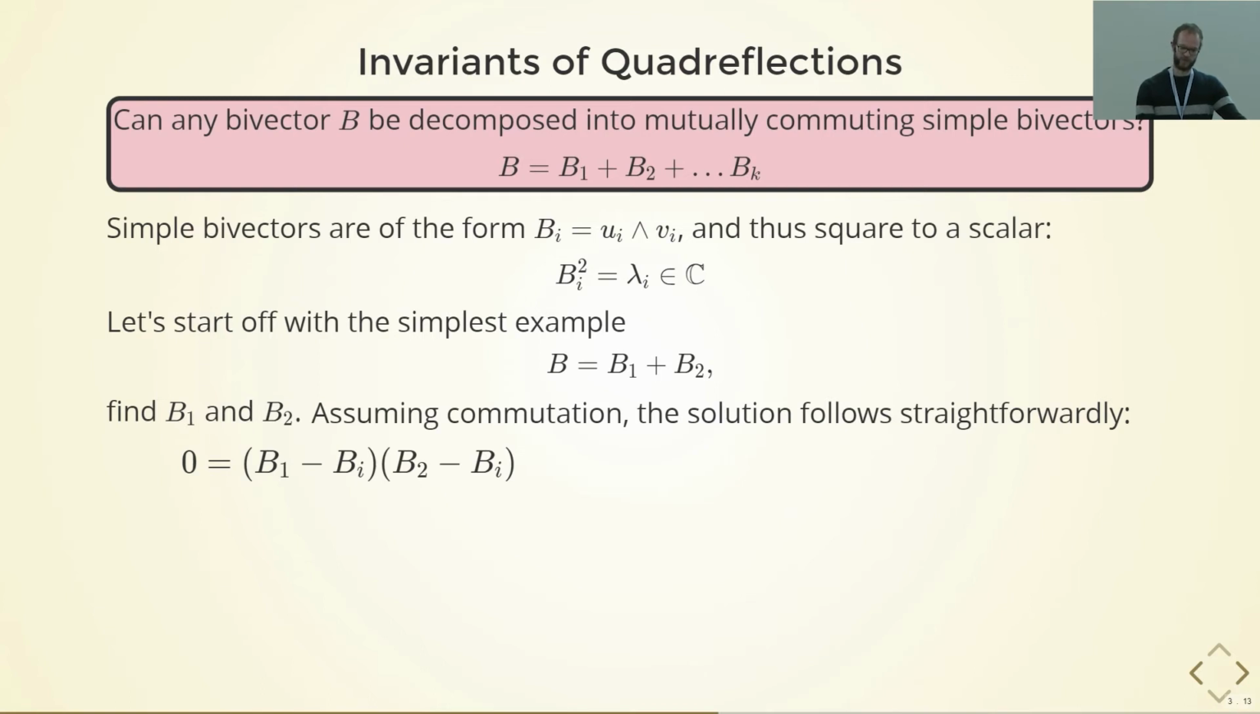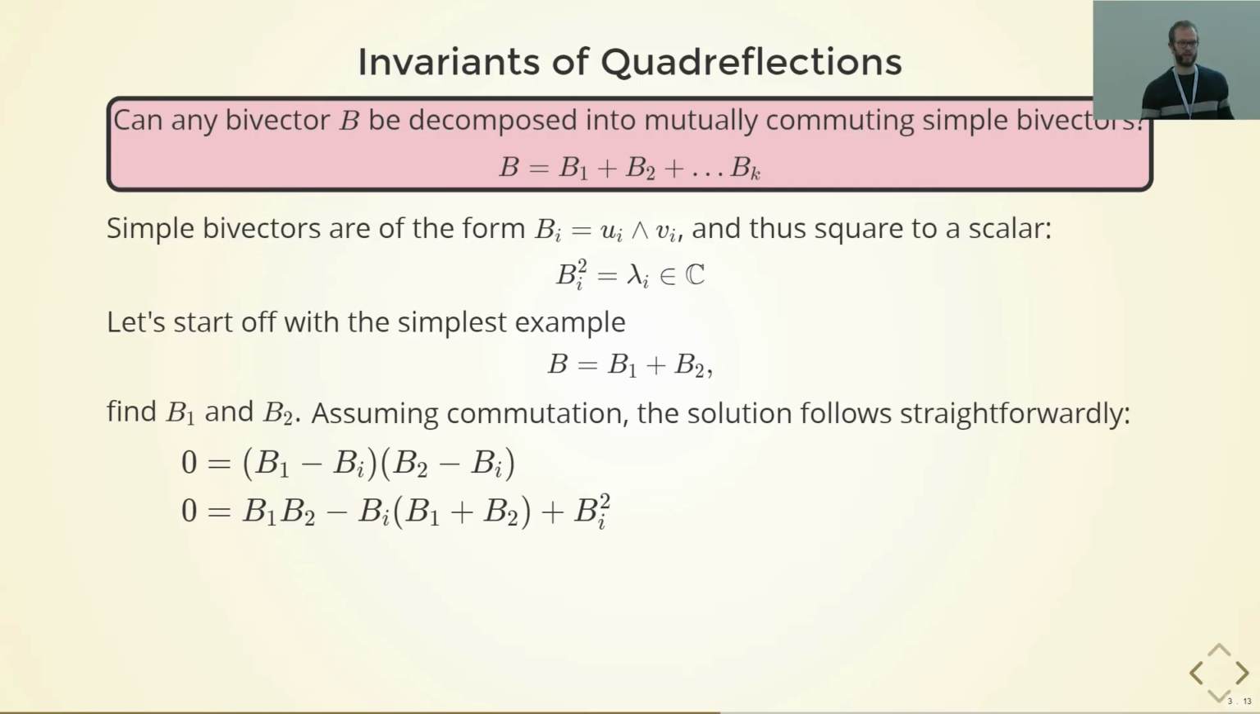So the way to solve this is I start with this polynomial here: (b1 minus bi)(b2 minus bi) is 0. Because at the moments that bi is going to be equal to either b1 or b2, then this will indeed be 0. So I want to find the roots of this, but the b's are bivectors and not normal numbers.